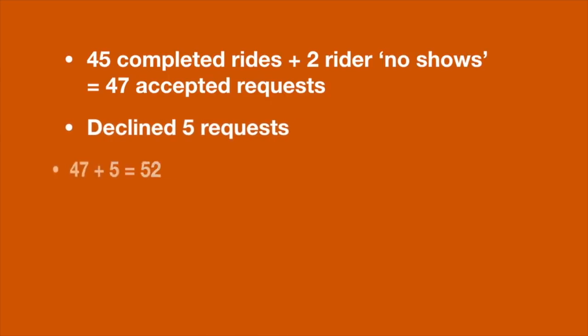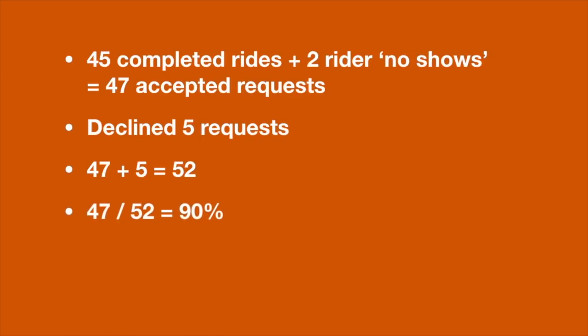So here's an example of a calculation. Say for the week you had 45 completed rides plus 2 rider no-shows. That would be a total of 47 accepted requests for the week. Let's say you declined 5 ride requests because they were too far away. That would be a total of 52 total requests for the week. 47 divided by 52 total requests equals 90%.